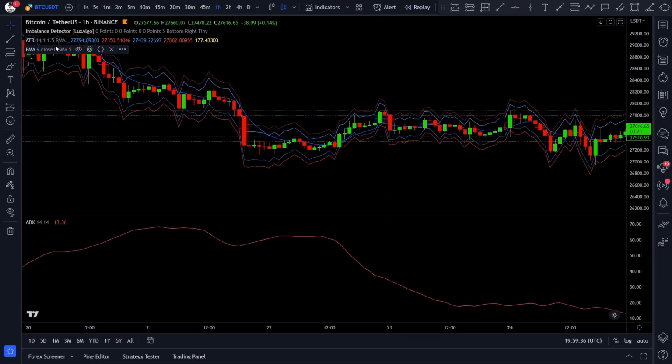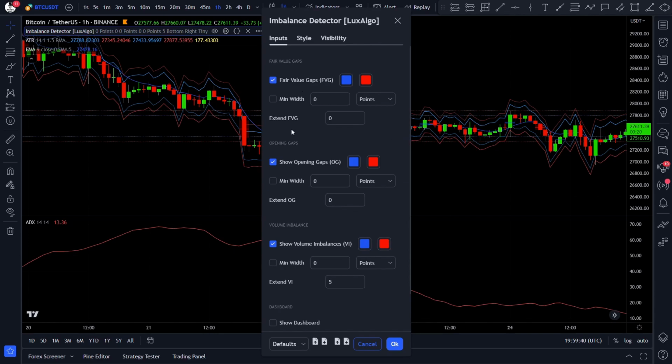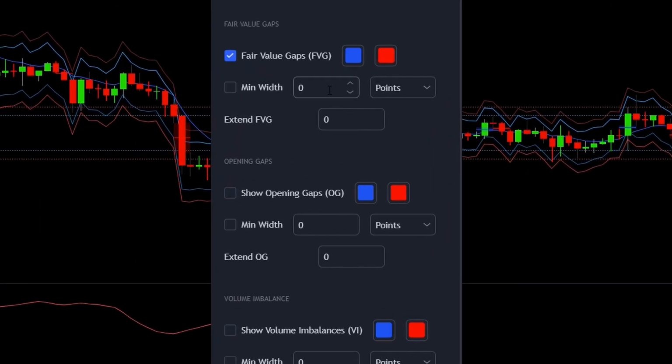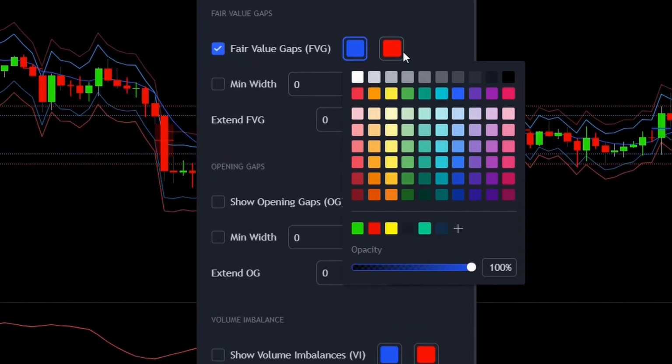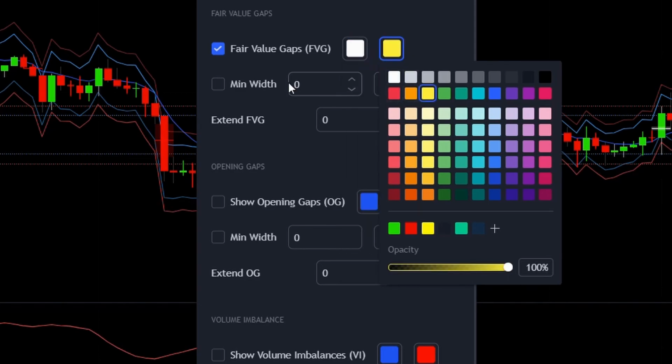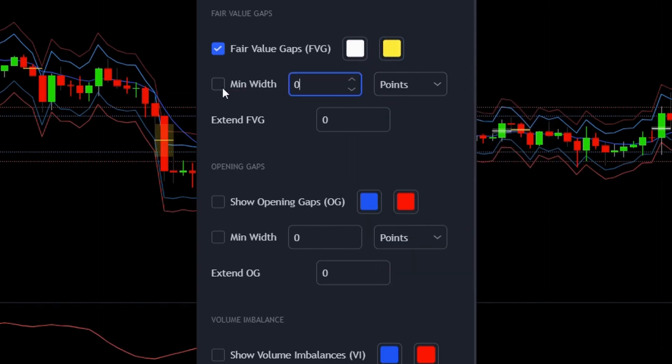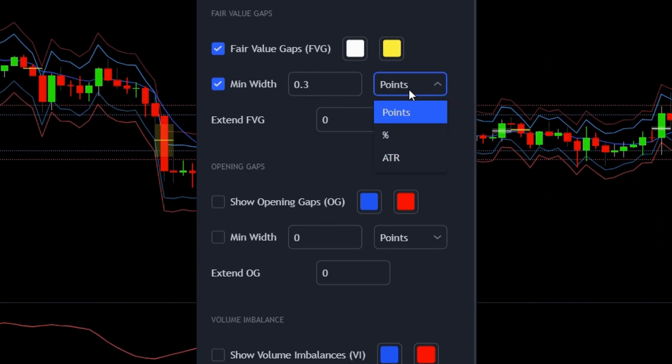Now we have to change some settings. So let's start with the imbalance detector. Here you only want to leave the fair value gaps ticked, so untick all the other ones, and you can change its color to anything you like. I will use white and yellow. Finally, take this min width box, give it a 0.3 value, and change it from points to percentage.